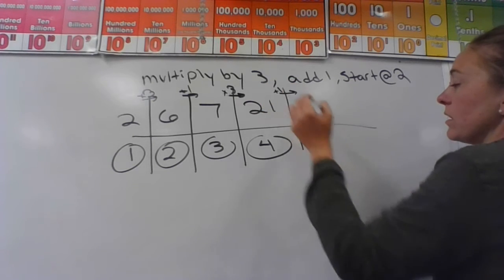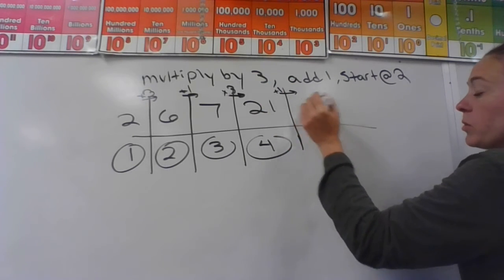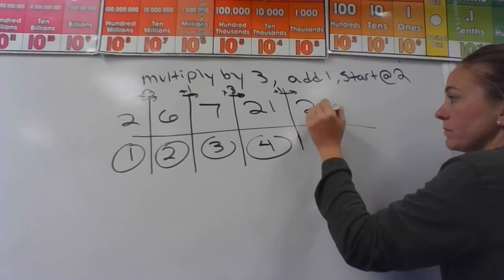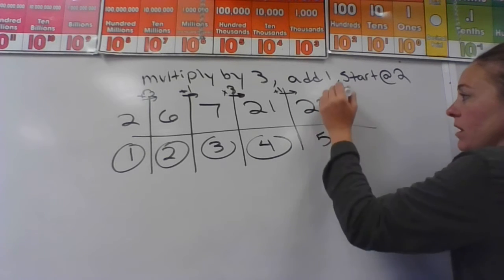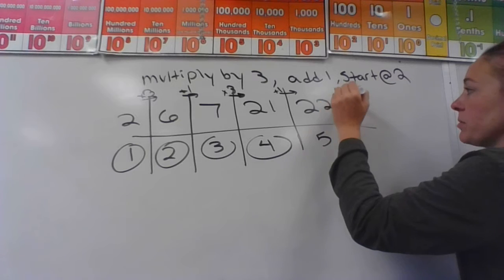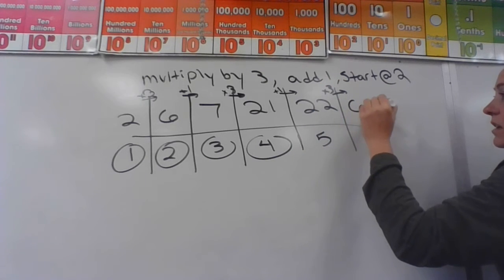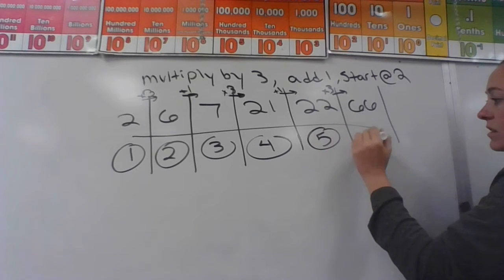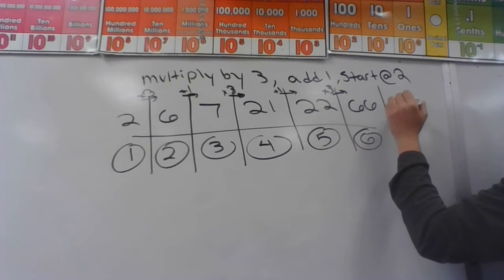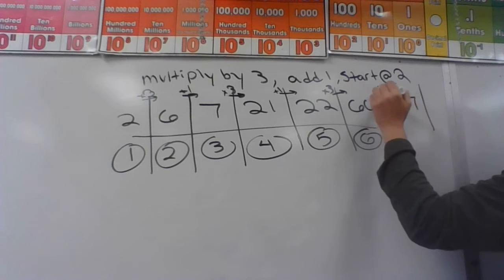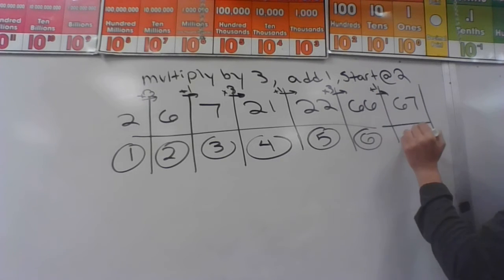So plus 1. Sorry, 21 plus 1 is 22. That's our fifth term. We'll go up just a couple more. Multiply by 3. 22 times 3 is 66. That would be our sixth term. And then our seventh term, 67. We're adding 1 to it, will be like that.